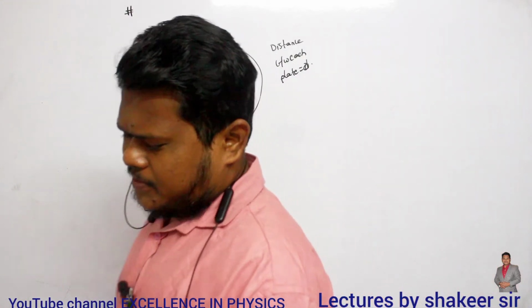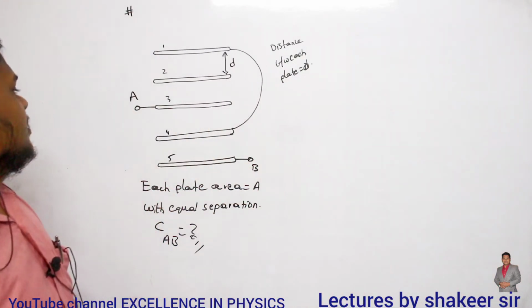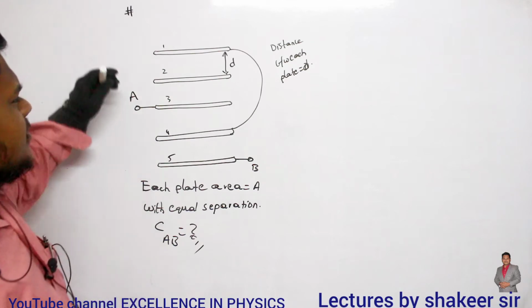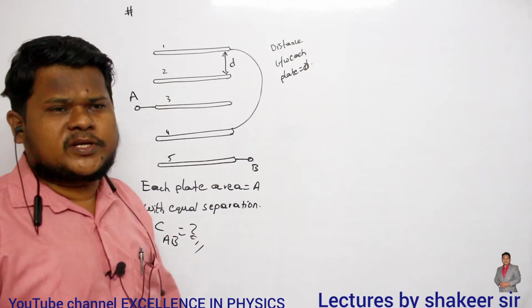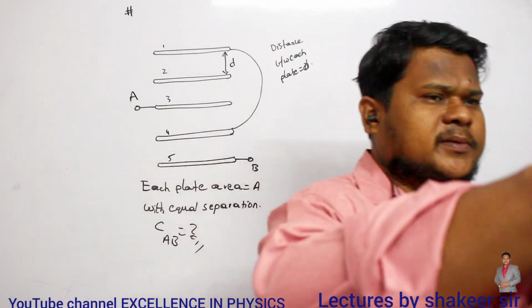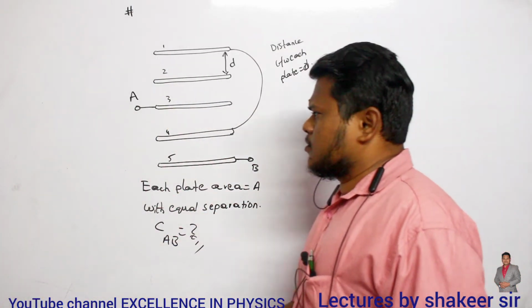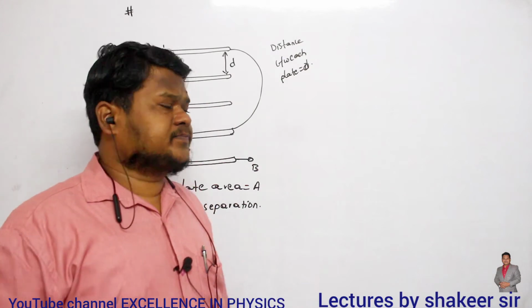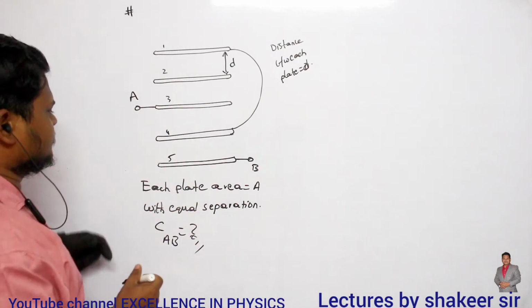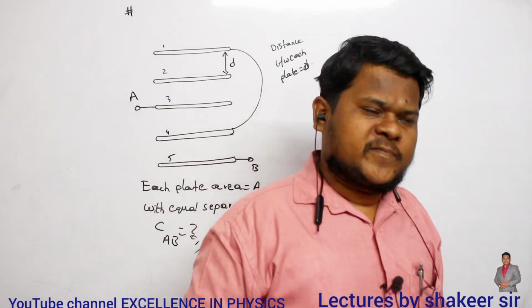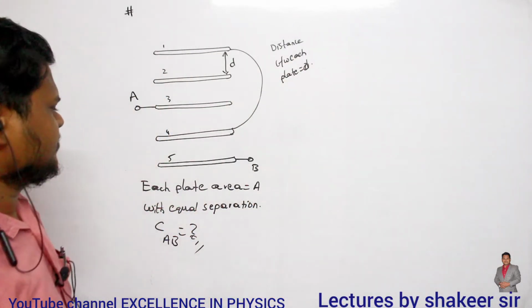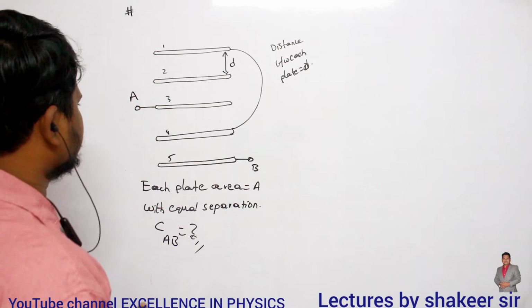So 5 plates are present, and plates number 1 and 4 are connected by a conducting wire. It means 1 and 4 are at the same potential. Okay? One minute. So therefore 1 and 4 plates are at the same potential. 3C by 5 is correct. Okay? 3C by 5 is the required answer.